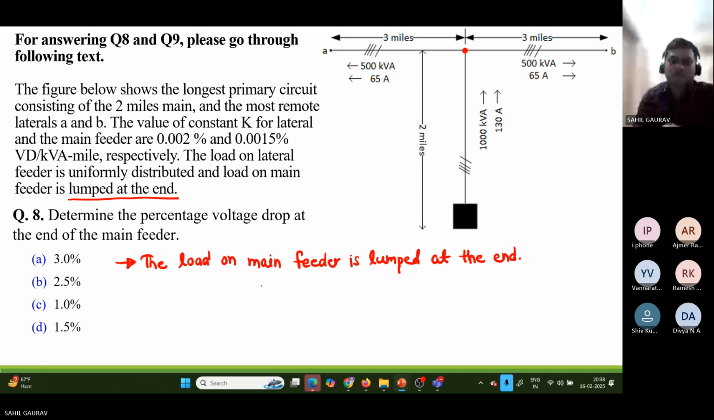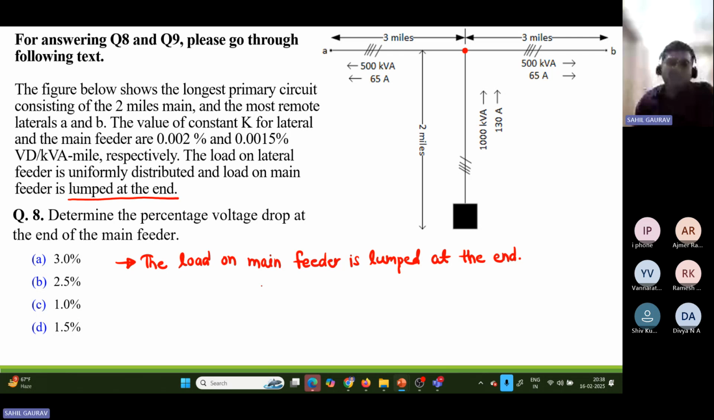Okay, good. So let us consider this voltage drop one for the main feeder. Now we find the percentage voltage drop at the end of the feeder. So try yourself, it's very simple. For the main feeder, what is the value of constant K? K is given as 0.0015% voltage drop per kVA mile.